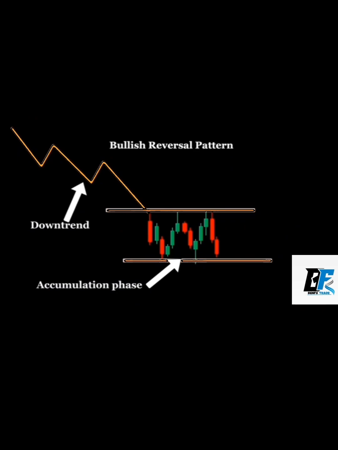Watch for the range to form. This is smart money building long positions. Then, wait for the liquidity sweep, a false move below support to trigger stop losses. Once price comes back into the range, that's your entry setup.